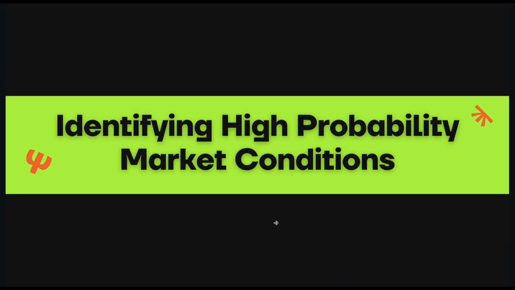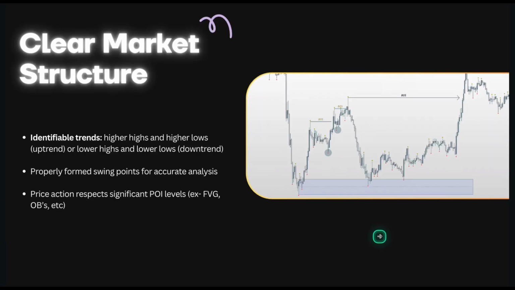All right. Okay, so let's start with identifying high probability market conditions. The first one being clear market structure. What you want to see is order, not chaos. Look for obvious trends. Higher highs and higher lows in uptrends, lower highs and lower lows in downtrends. Swing points should be clear. Price should respect your points of interest, like fair value gaps, order blocks, etc. The odds are way higher that price will behave predictably if you see these things.